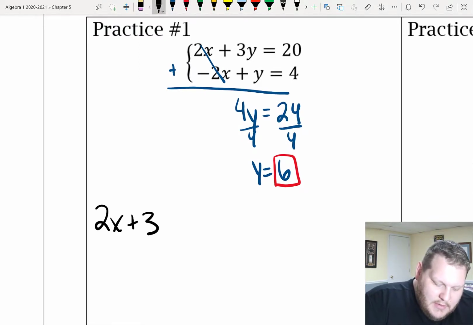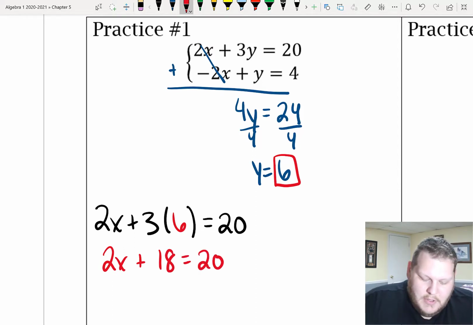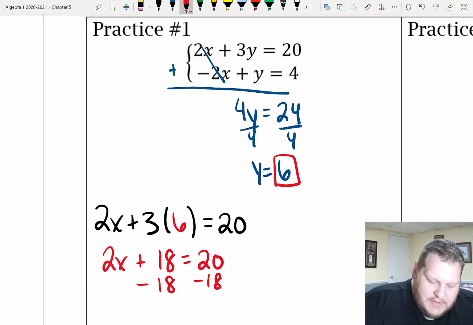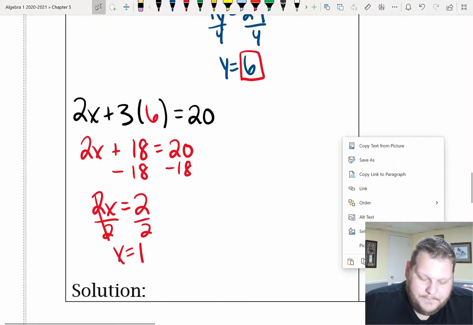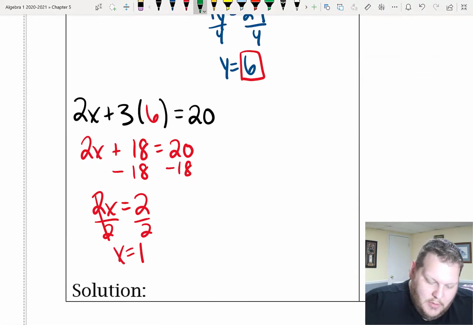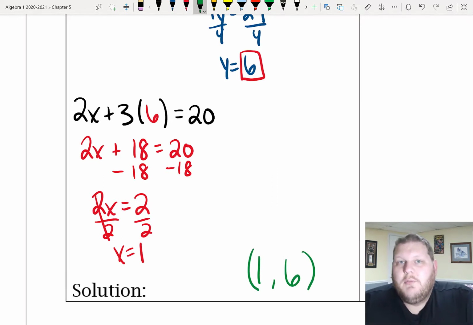2x plus 3 times, we said 6 was my y value, equals 20. So 2x plus 18 equals 20. I'm going to go ahead and subtract 18 on both sides to get 2x equals 2. So when I divide all the way through by 2, I get x equals a positive 1. So in summary, 1 comma 6 would be my solution. Positive 1 for your x value, positive 6 for your y.